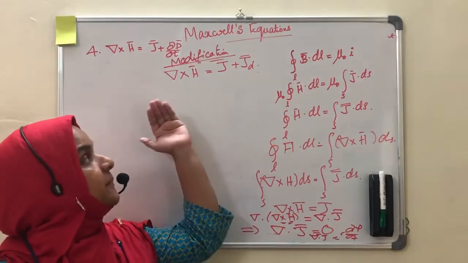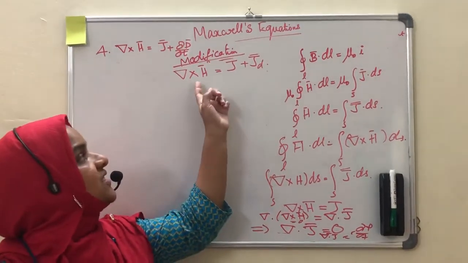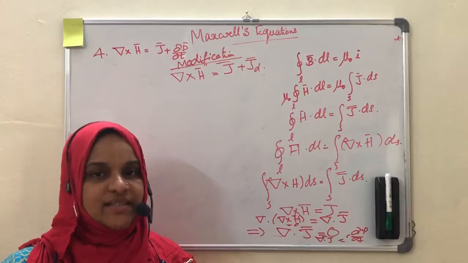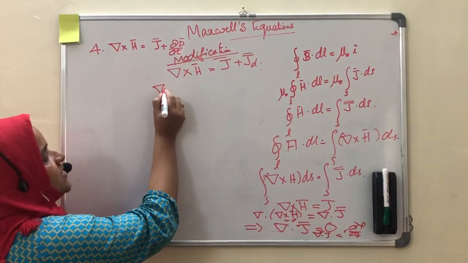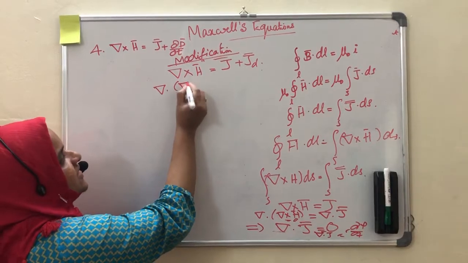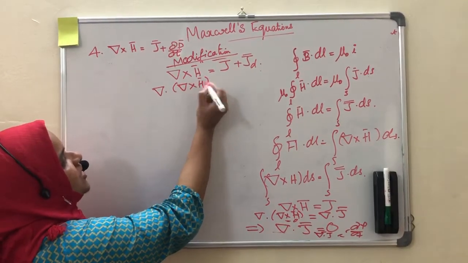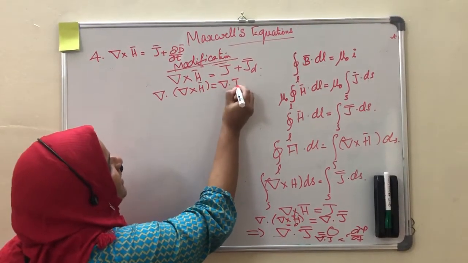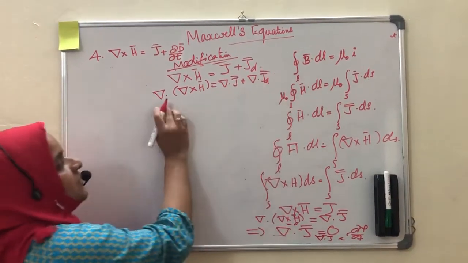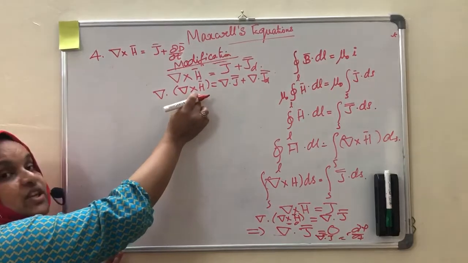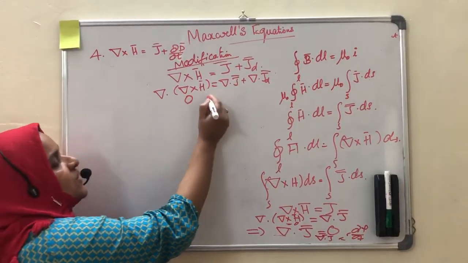Maxwell modified Ampere's circuital law, and the equation is del cross H is equal to J plus JD. Now, taking the divergence of this equation, that is, the divergence of the left and right hand side, del dot del cross H is equal to del dot J plus del dot JD. But the divergence of the curl of any vector is equal to 0, so the left hand side is equal to 0.